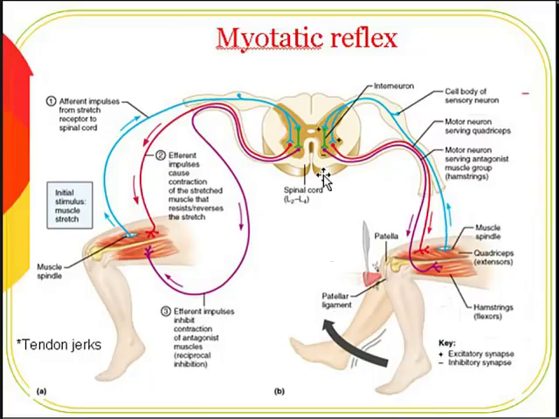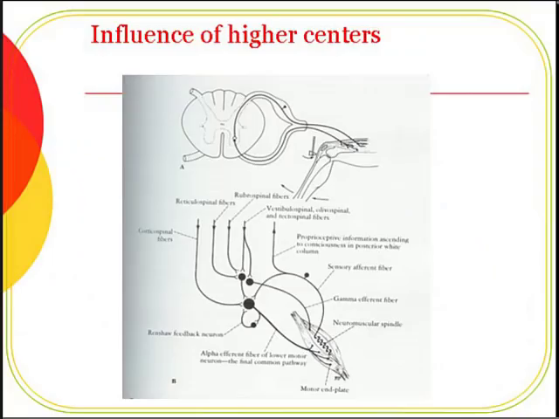Now, this is not as simple as it looks. So we have this myotatic reflex. You can see this is the afferent fiber, it comes in and synapses on an anterior horn cell. That anterior horn cell goes out to the muscle and the muscle contracts. But it is influenced by a lot of other fibers which come from above, or there may be fibers present locally too.